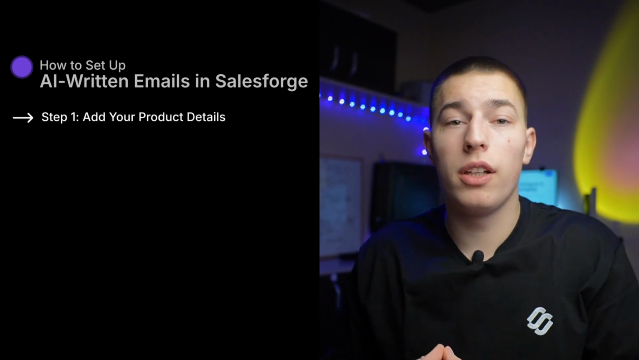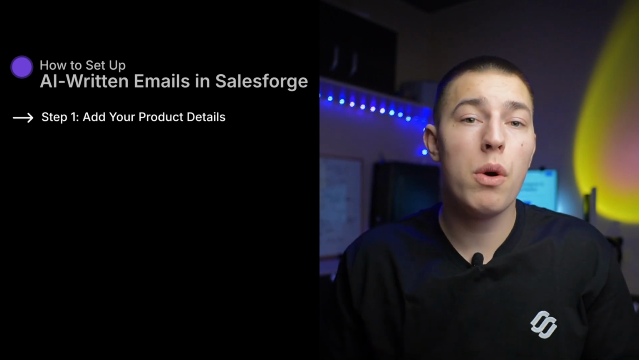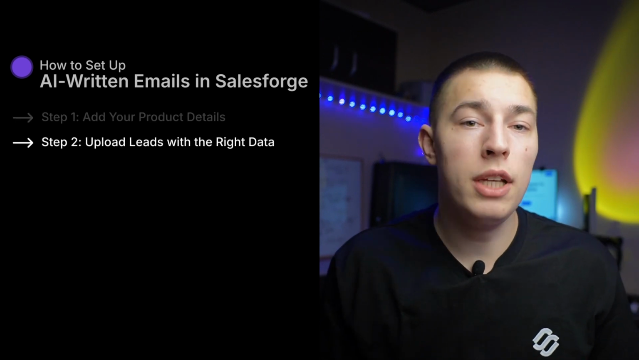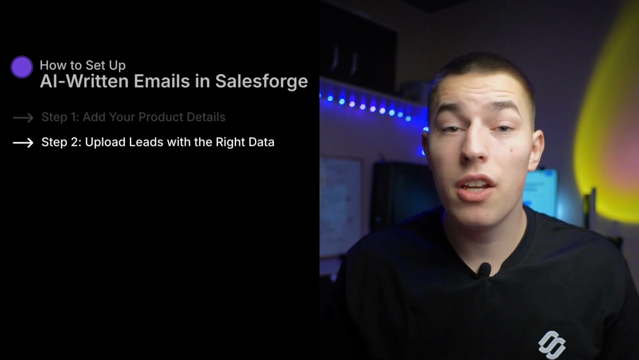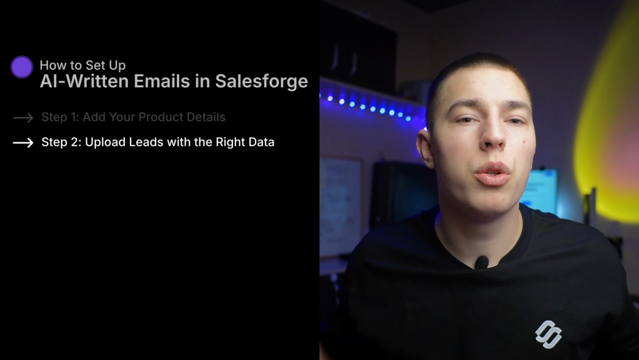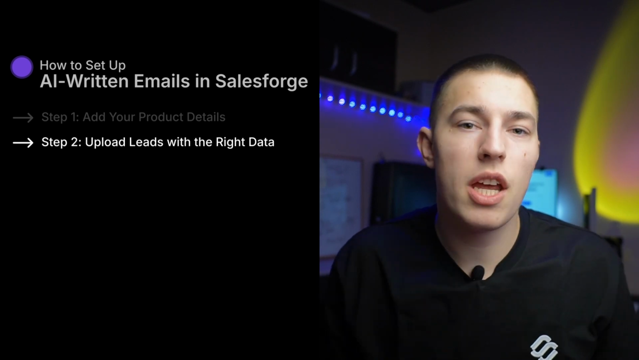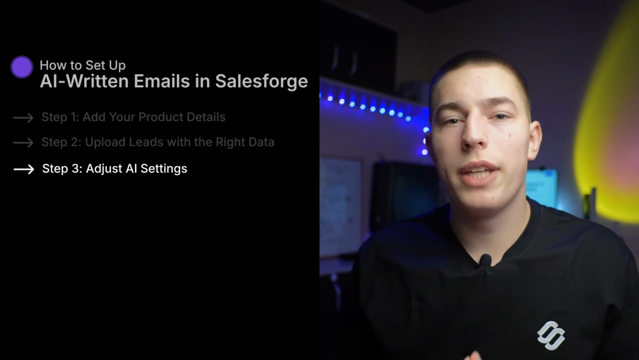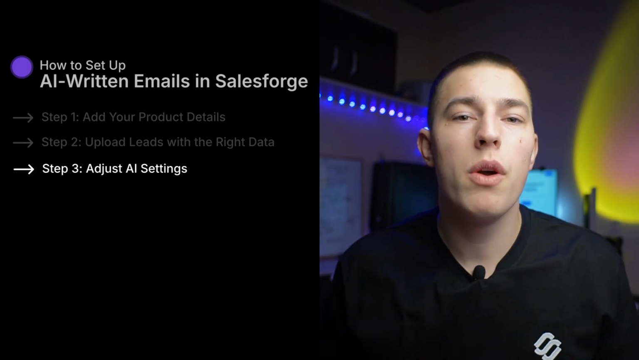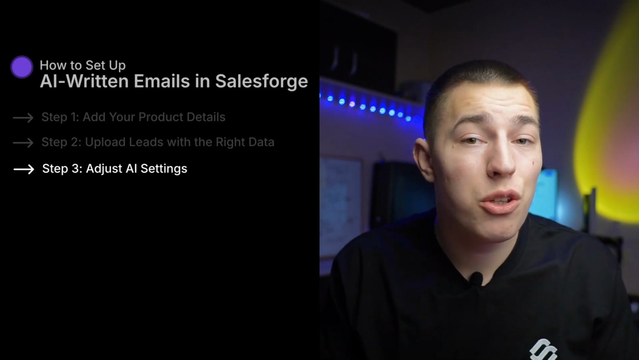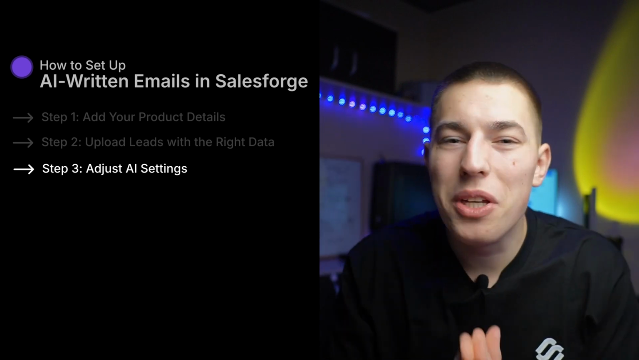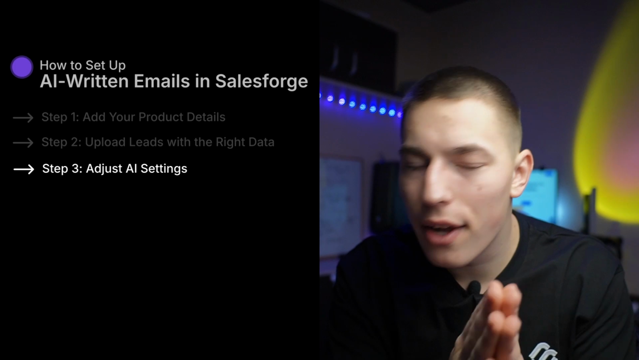You first add your product details in Salesforge. You let the app know what you're selling, your unique selling points, and pain points you solve. Then you make sure you upload leads with the required data, either LinkedIn, website, or both, whatever you want to use to personalize the emails with. Once that's done, you simply adjust AI settings in the sequence, select the data source, tonality, and other features, and review the AI written email. Simple as that, you automated all of the email writing process, following the best practices and doing it faster than manually with even better results.